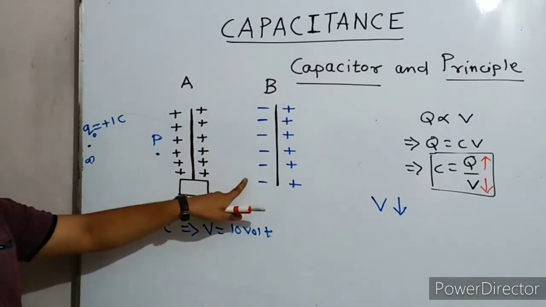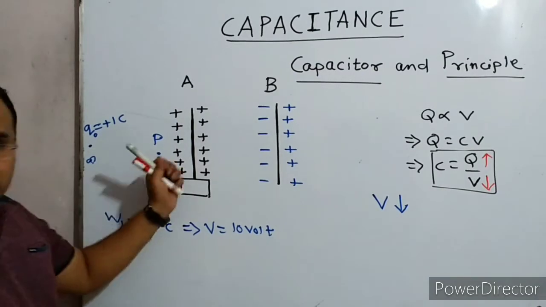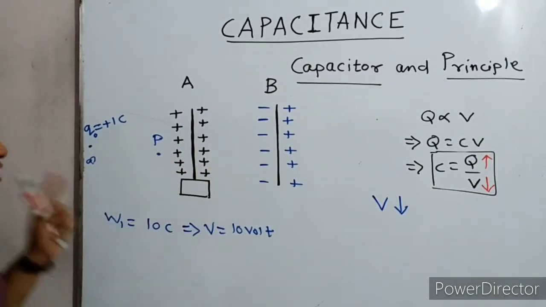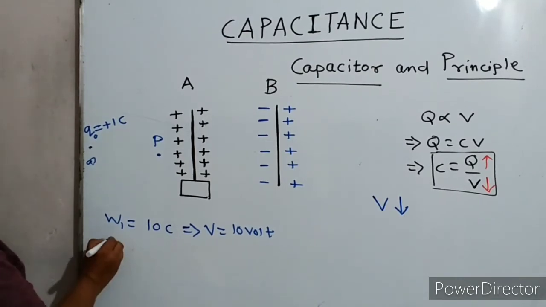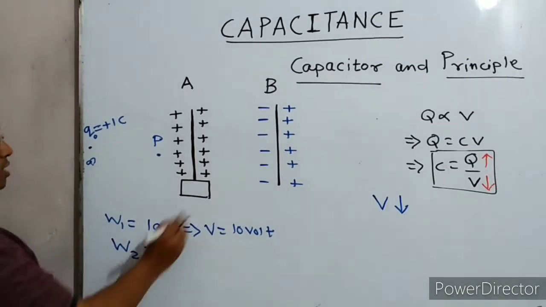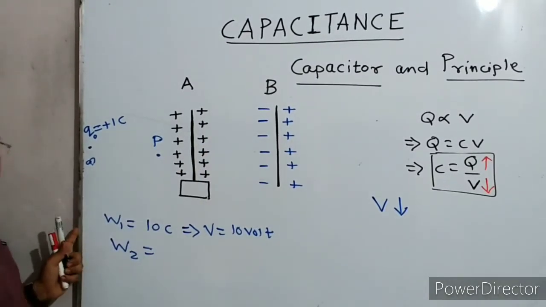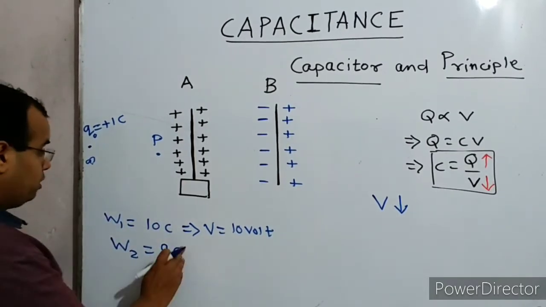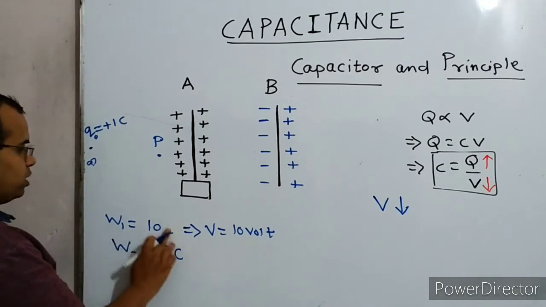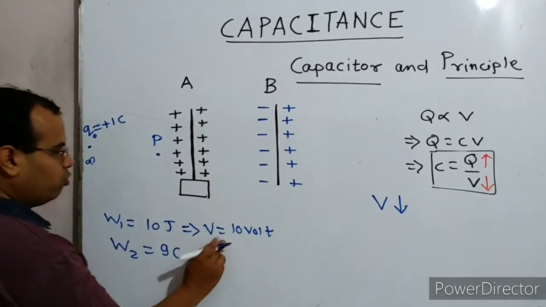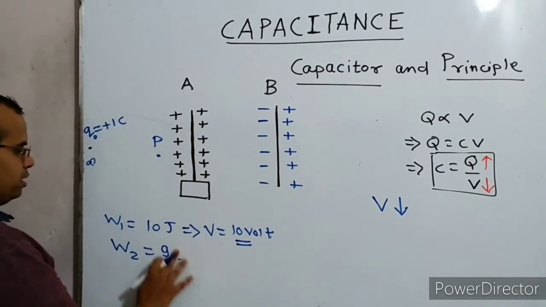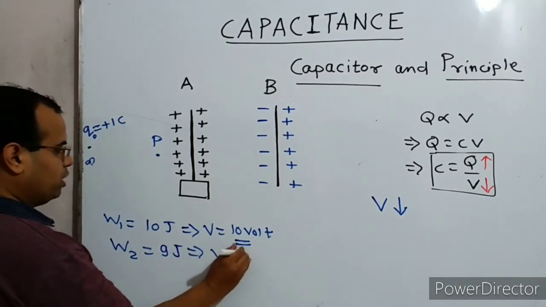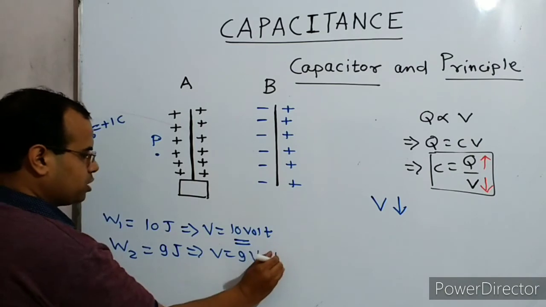This negative charge is going to attract this positive charge. When this negative charge is attracting this positive charge, definitely the work done in the second case, when the plate is introduced, would be lesser, say somewhat 9. Work done is 10 joule, and the potential is 10 volt, and here work done is 9 joule and the potential would be 9 volt, isn't it?